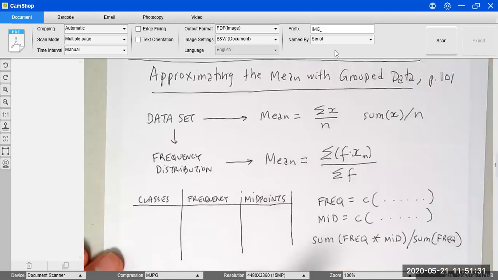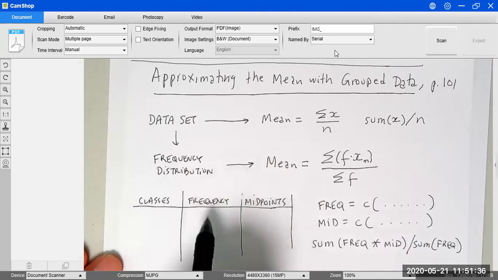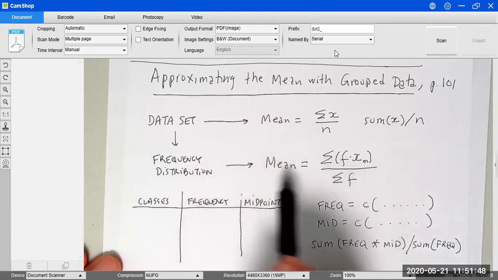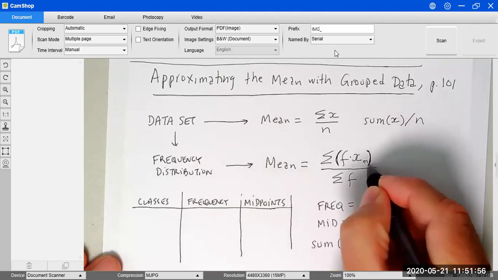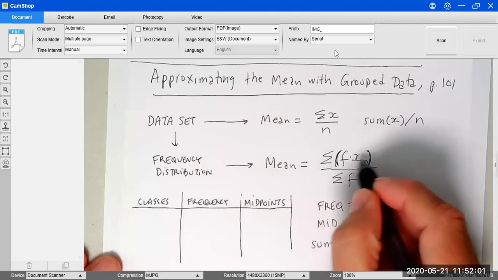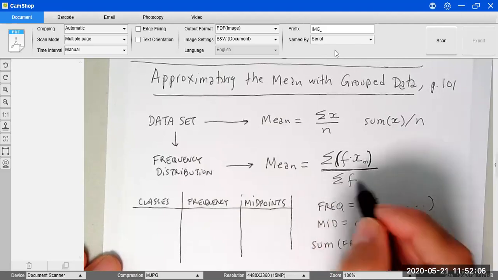It's something that we know how to compute, because when we created the histograms, we needed frequencies, midpoints, and also boundaries. But for the purpose of computing the mean, we don't need the boundaries. We only need frequencies and midpoints. So the mean is computed using this formula. We multiply frequencies and midpoints, and we add all those products. So we sum all the products of frequencies and midpoints, and we divide the result by the sum of the frequencies.